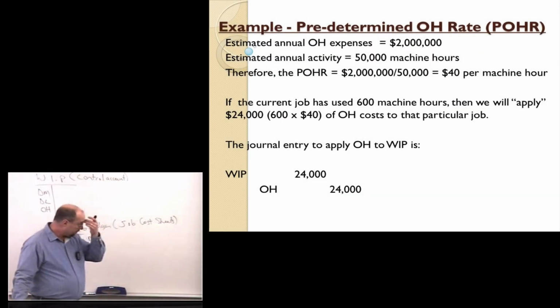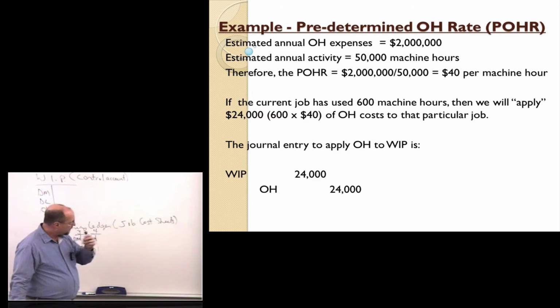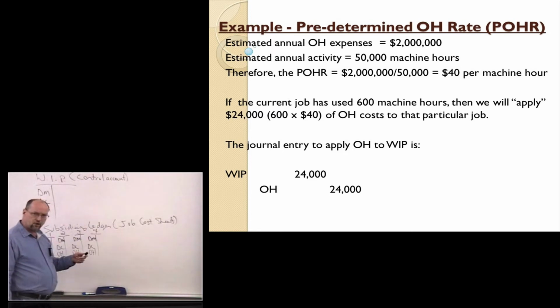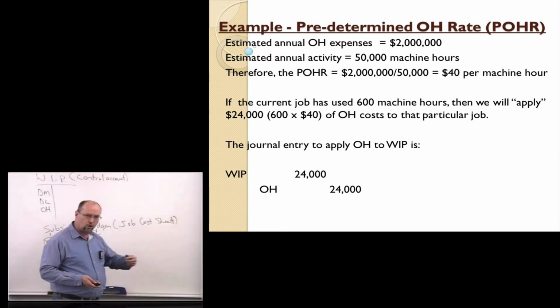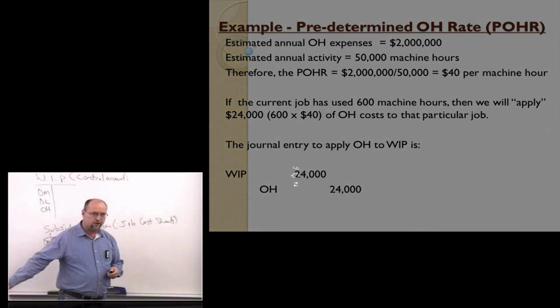Okay, so again, job used 600 hours, debit WIP, credit overhead. We saw the previous journal entries. Again, it's easy to identify the direct materials. These are the main parts of your product. Direct labor, you can measure direct labor. Overhead's a lot trickier. So we use this overhead rate to charge overhead costs to each job.